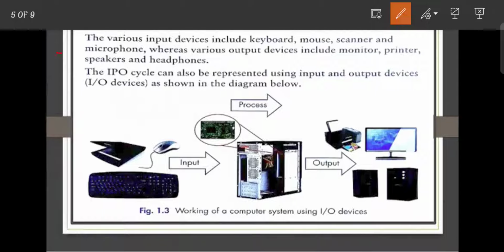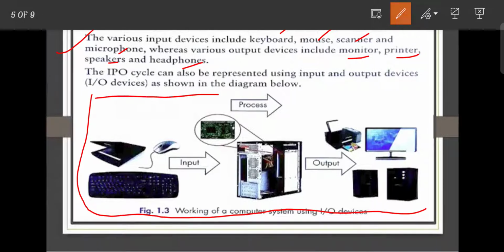Here you can see the various input devices including keyboard, mouse, scanner and microphone, whereas the various output devices including monitor, printer, speaker and headphones. And this is the full IPO cycle. This is the full process of the IPO cycle. We give instruction to the computer.